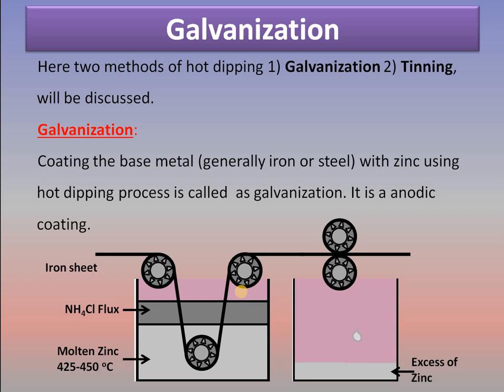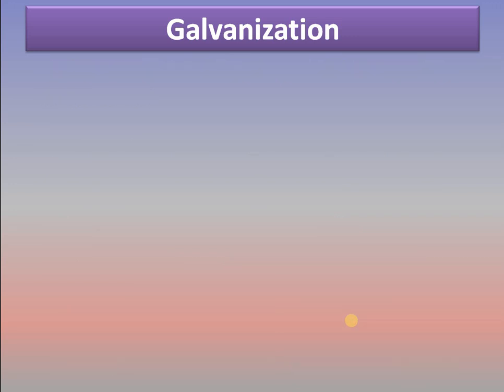After that, the zinc coated iron is passed through a pair of rollers, and excess zinc is removed by using this pair of rollers. Then the zinc coated iron article is slowly cooled to have a uniform zinc coating. This process is called galvanization, and hence the article is called a galvanized article. So again we will see the procedure.